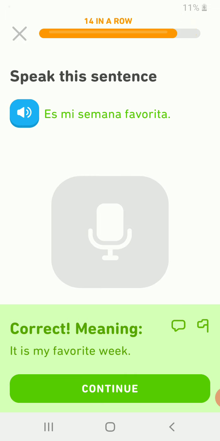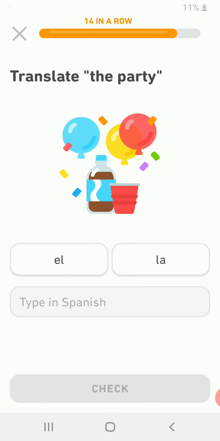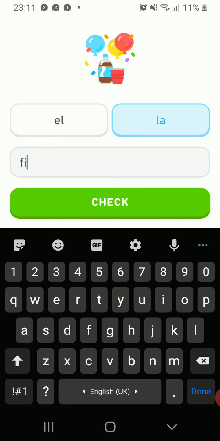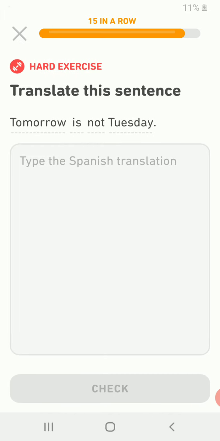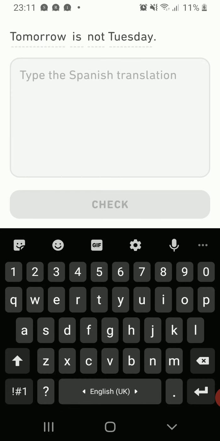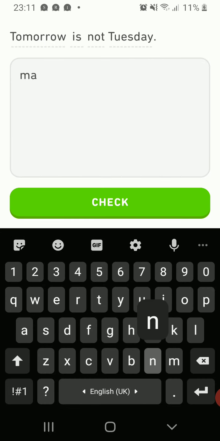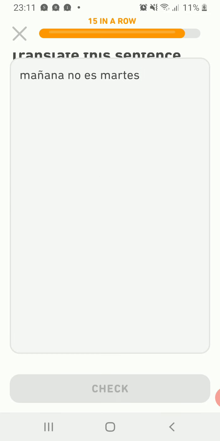So it's my favorite week. And what do you think is a party? La fiesta, of course. Fiesta, just like that. We have a hard exercise here. Translate the sentence: Tomorrow is not Tuesday. So mañana can be in the morning. It can be tomorrow as well. Depends how you use it. So mañana no es martes.